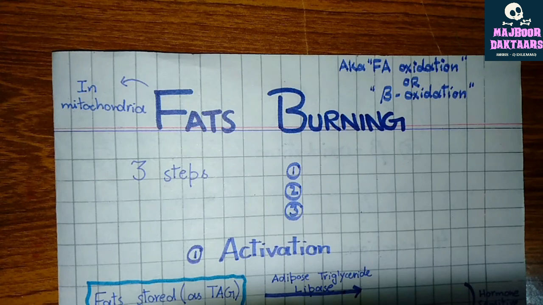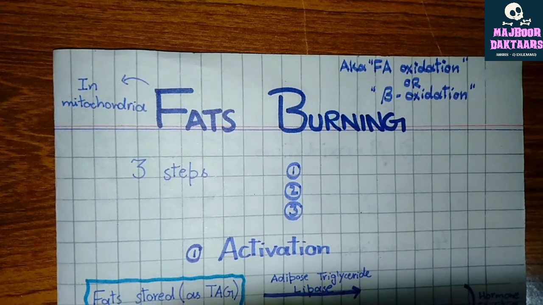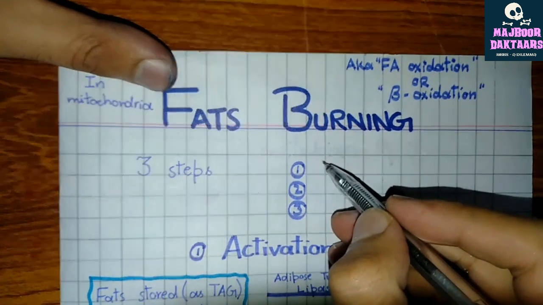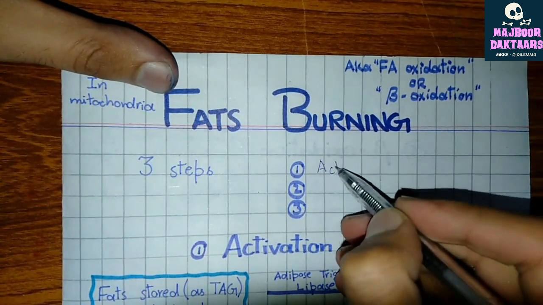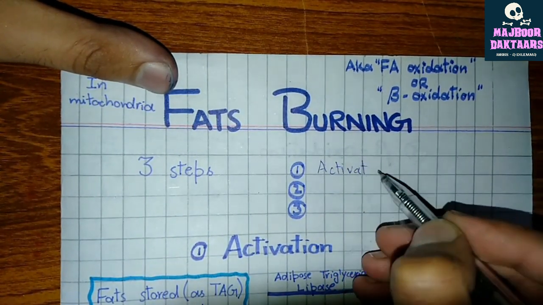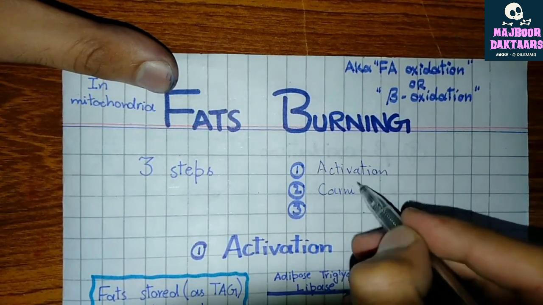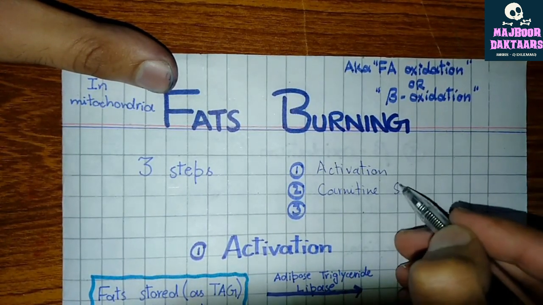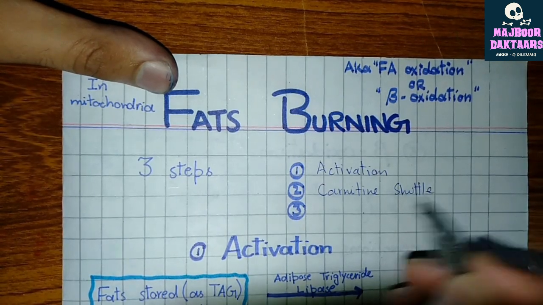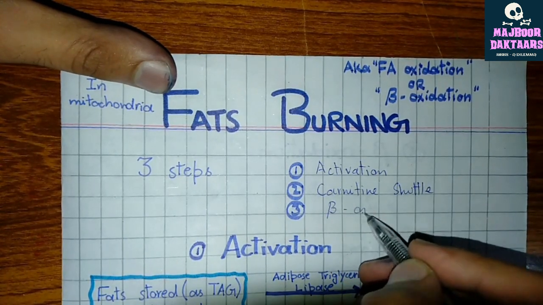Fat burning, also known as fatty acid oxidation or beta oxidation, occurs in the mitochondria in three steps. The first is activation, the second is the carnitine shuttle, and the third one is beta oxidation.